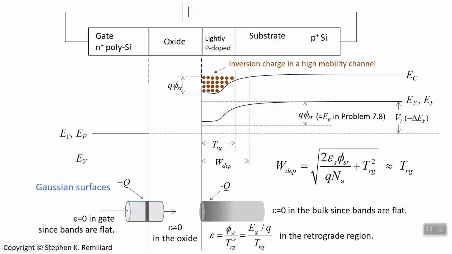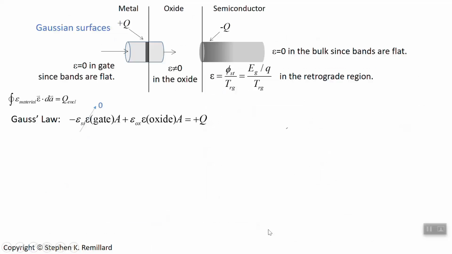So let's replace the surface potential at threshold with the energy gap over Q to get it in volts. And so I'm basically setting you up for problem 7.8 at this point. Let's evaluate Gauss's law on these two Gaussian cylinders. Just to remind you, Gauss's law says that the integral of electric field over area, which is electric flux, is the enclosed charge divided by the permittivity. But the permittivity changes in this Gaussian cylinder. It's changing material, therefore it's changing permittivity.